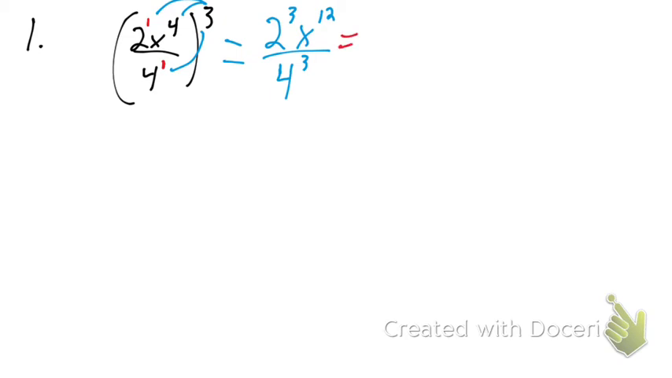2 to the third. What is 2 to the third? We can actually do that exponent, right? Walk through order of operations, exponents now, okay? 2 to the third is 8. Can we do x to the 12th? No. Okay, x to the 12th it is.